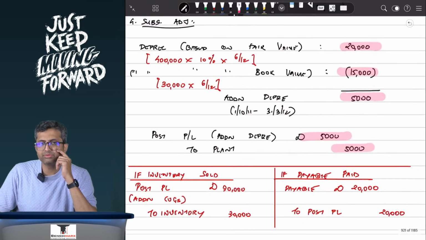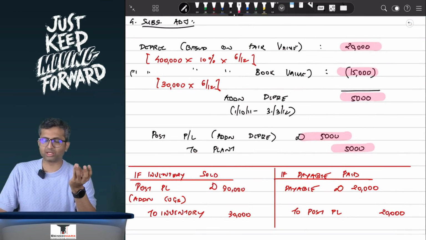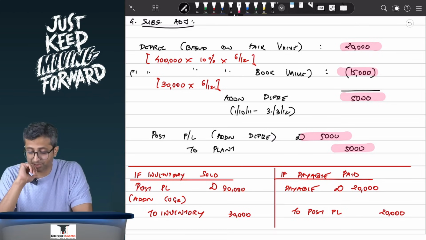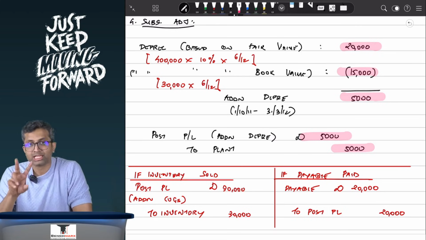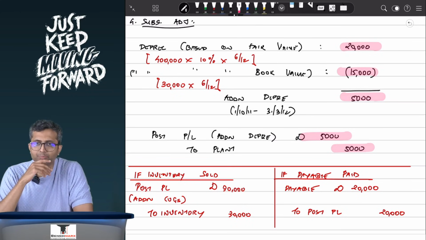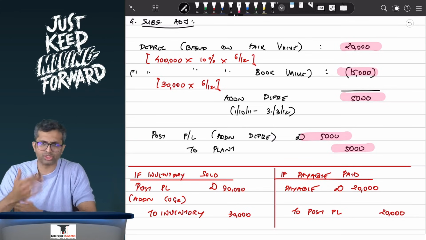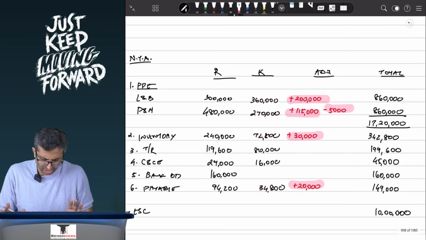Well, we will try to calculate subsequent effects for land and building. Well, there's no depreciation rate given, so we are assuming it is largely land for which there is no depreciation. If there was, you would have done a working similar to what you did for plant and machinery. Second, we go into inventories. Well, the question has told you inventory is unsold, which means this inventory that you increased by 30,000 is still unsold and hence there is no effect.